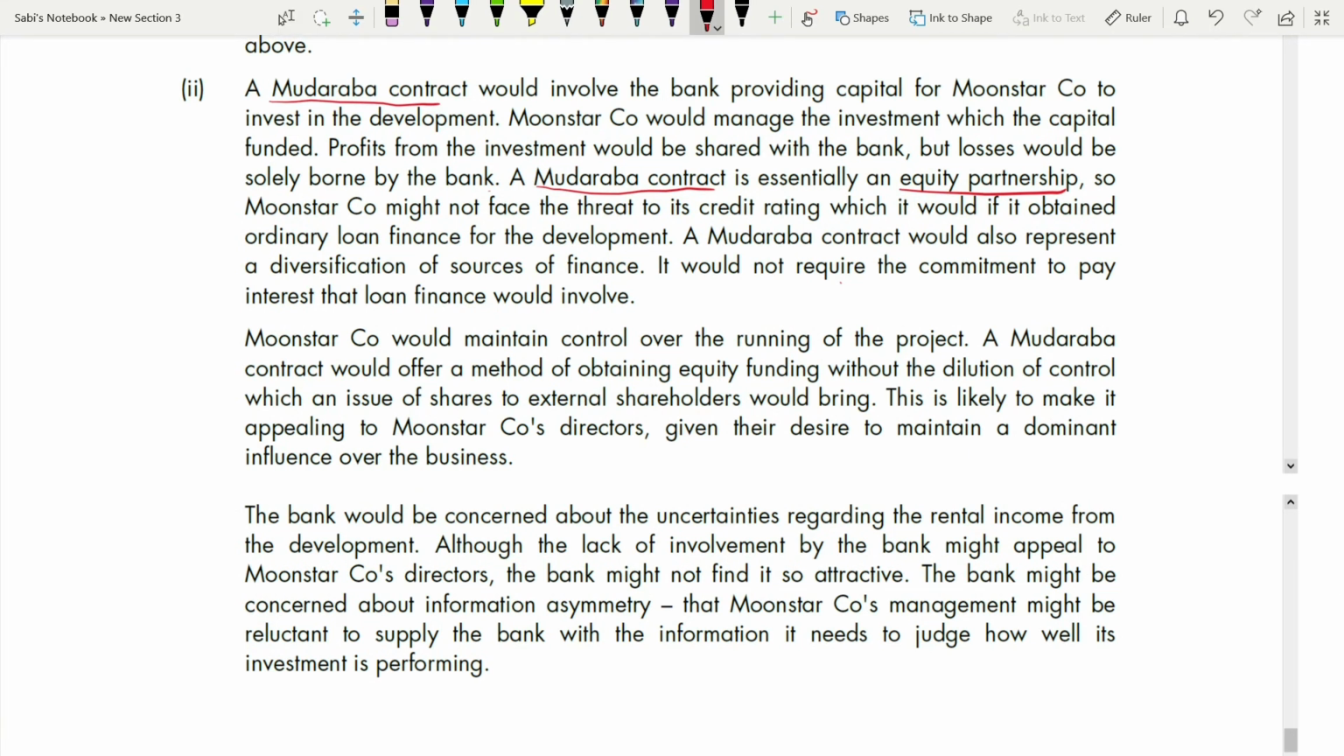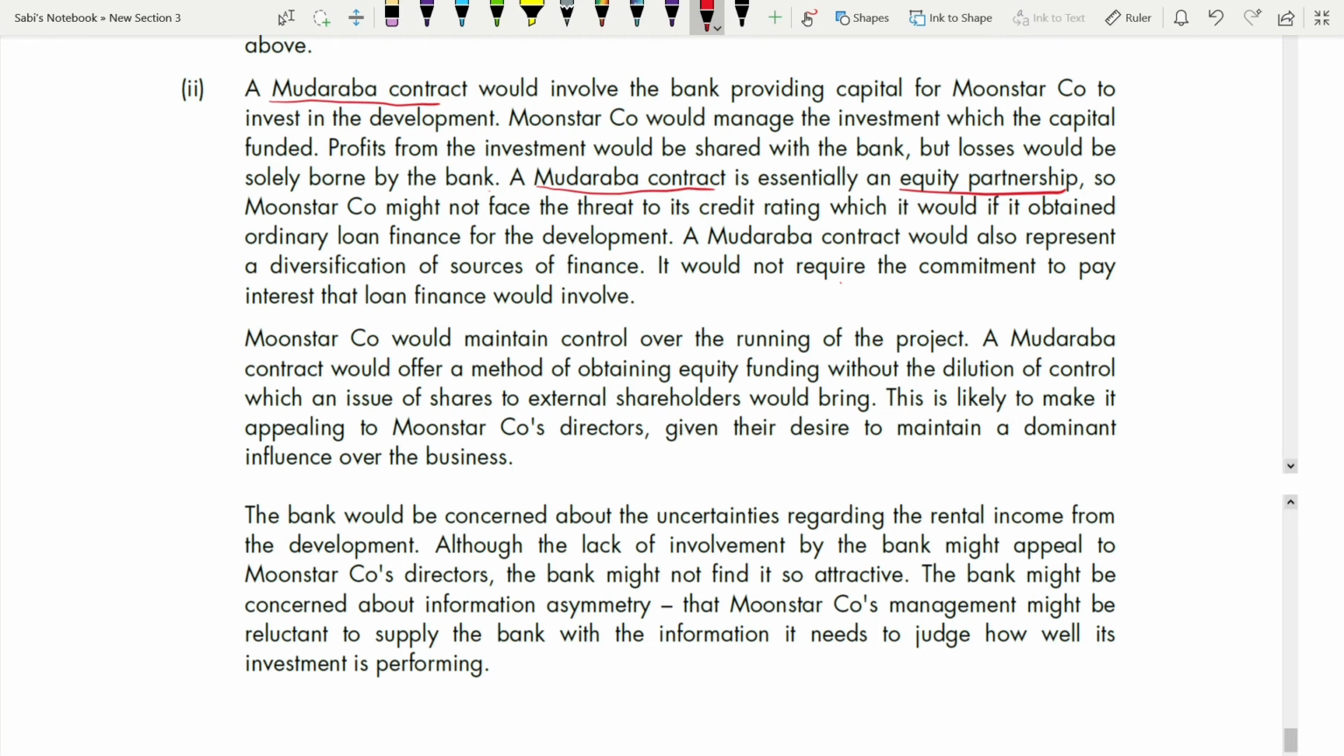Next, Moonstar would maintain a control over the running of the project. Who is maintaining the control over the project? That's the company, Moonstar. A Mudraba contract would offer a method of obtaining equity funding without the dilution of control that an issue of shares to external shareholders would bring. We saw early that the family shareholders in Moonstar don't want to go for a rights issue. Why? Because they don't want to dilute their ownership. But if you go for a Mudraba contract, even though it's an equity partnership, the good thing about it is there is no dilution of ownership, no dilution of control. Right? But if you go for an issue of shares to external shareholders, then it will bring dilution. But here, it will not bring. You are obtaining equity also, but there's no dilution of control.